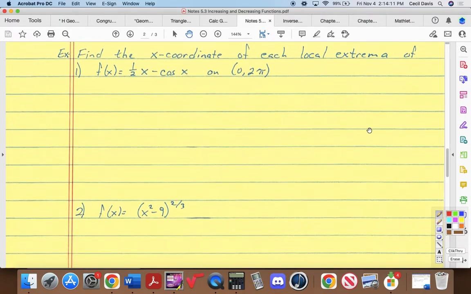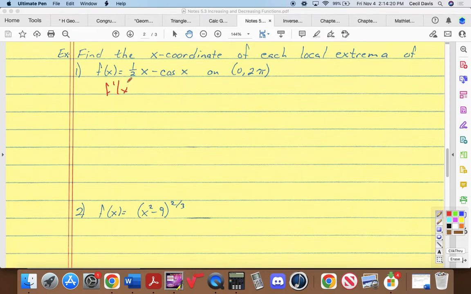Find the x-coordinate of each local extrema. Okie dokie. So we'll take the derivative to find critical points. This will be 1/2 plus sine of x. We'll set that equal to 0 to find any critical points. So negative 1/2 is equal to sine of x.